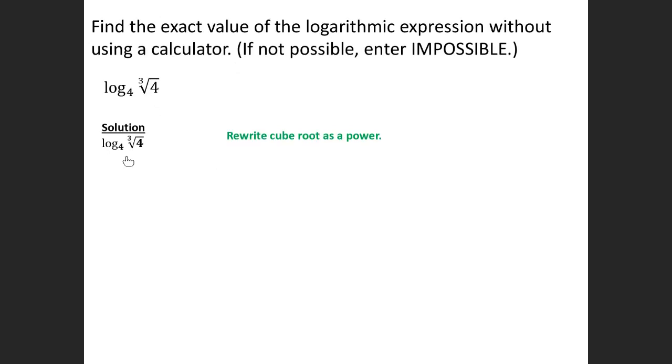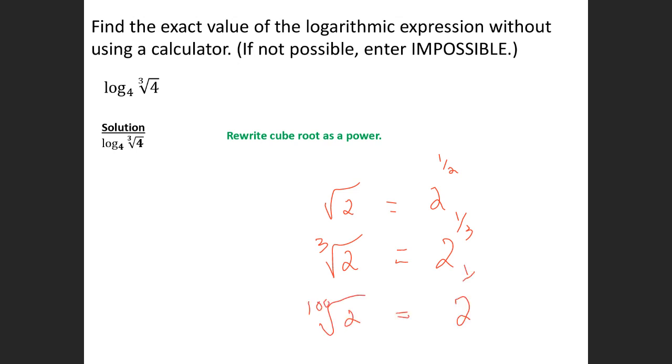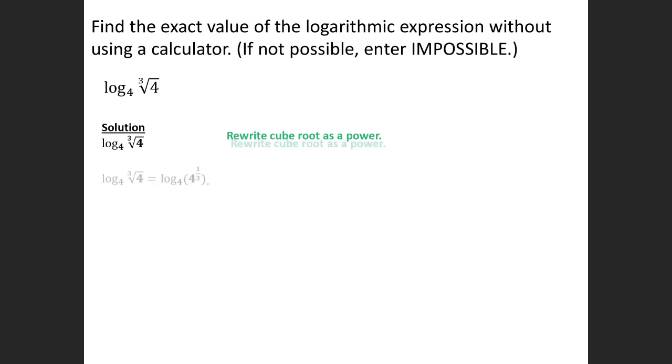Okay, so let's look at this one. So here we want to rewrite this, find the exact value without using a calculator. So the first thing is we see this cube root. Okay, so anytime you have a square root or a cube root or anything, these are just exponents. So for example, the square root of 2 is the same as 2 to the half power. The cube root of 2 is the same as 2 to the 1/3. And it doesn't matter what the index is, you're going to have an exponent of a fraction. Okay, so the first thing we want to do is rewrite that as an exponent.